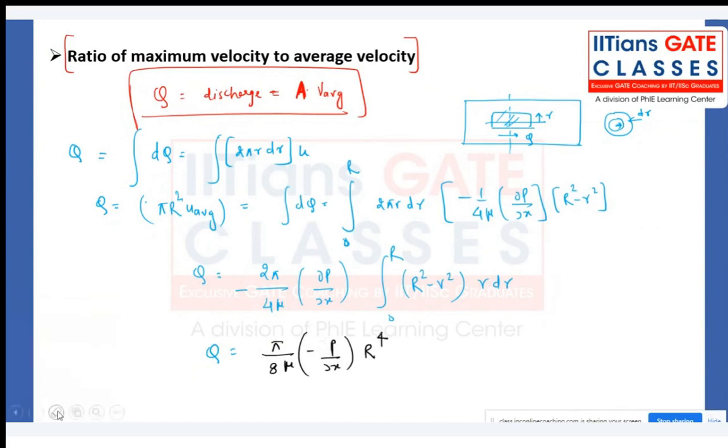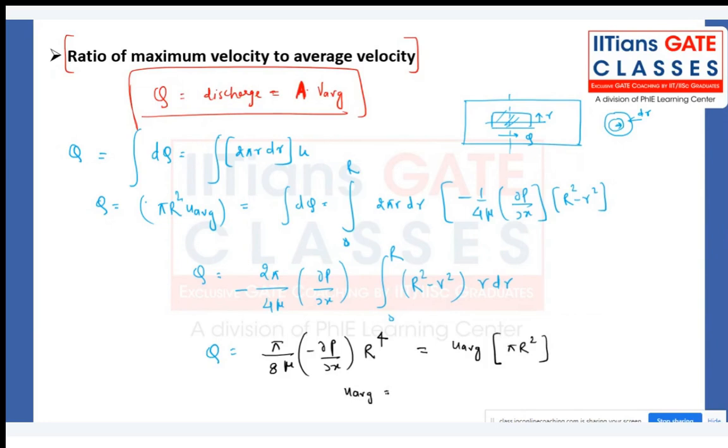Just check it out. Some 2-3 steps are there. Directly I have written this one: π/8 μ (−∂p/∂x) R⁴. Once we know this one, we can directly equate it to U average into πR². From here, we get U average.